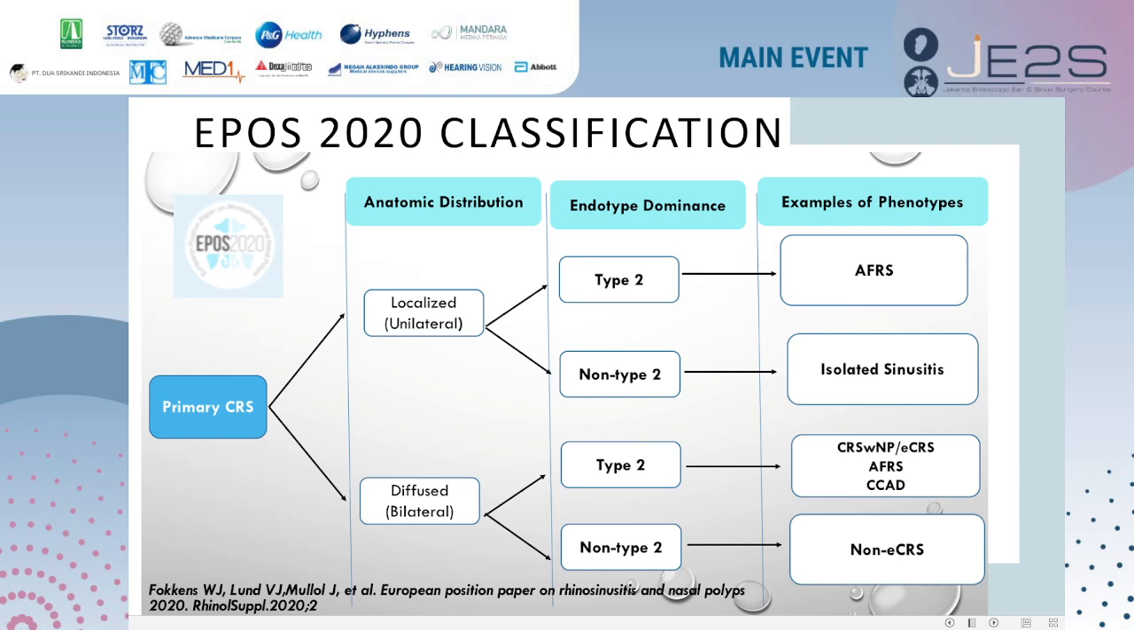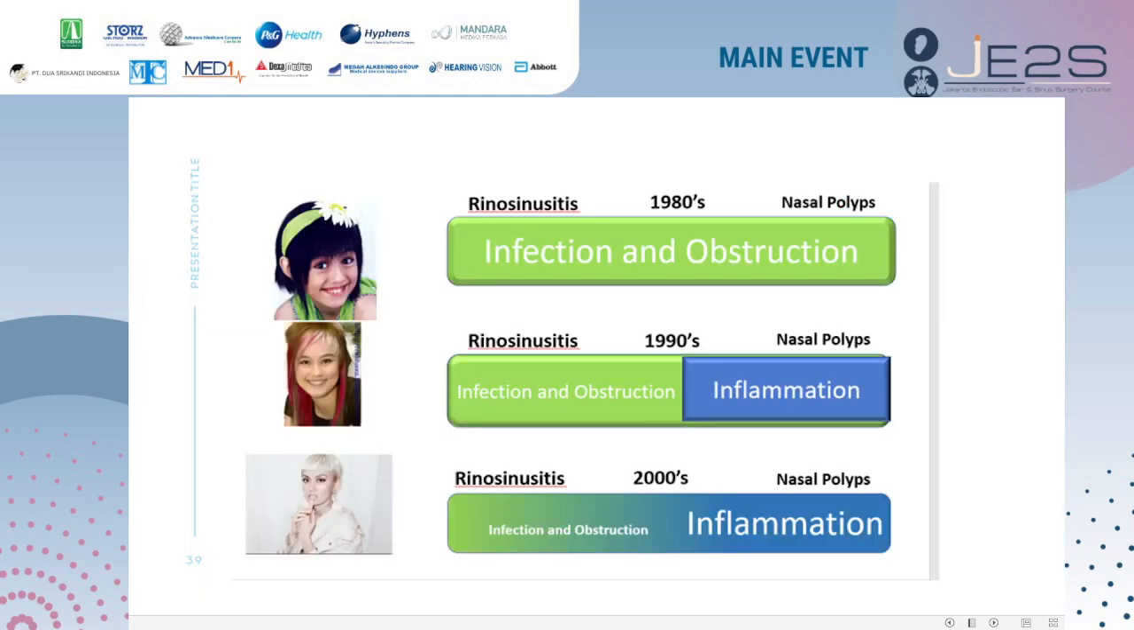This is a slide from Professor Richard Harvey, but I really love this slide. In the 1980s, we still thought that infection and obstruction were the main causes of chronic rhinosinusitis. But in the 1990s, we started to think that maybe there is a role of inflammation in chronic rhinosinusitis. But in the 21st century, we know and understand that inflammation is the main etiology of rhinosinusitis.